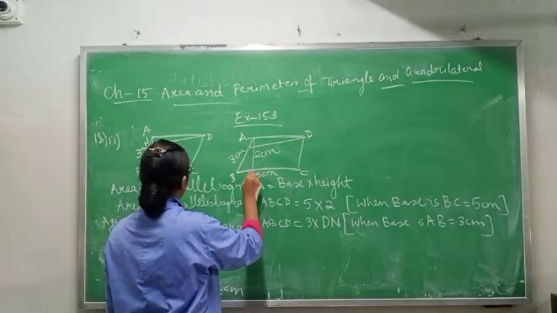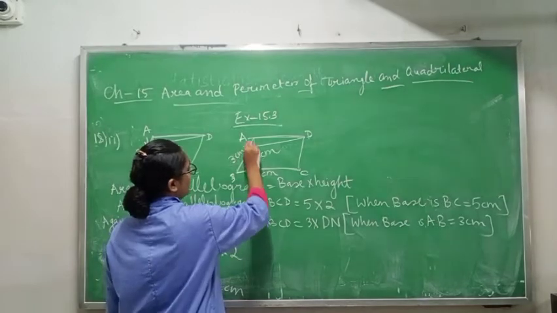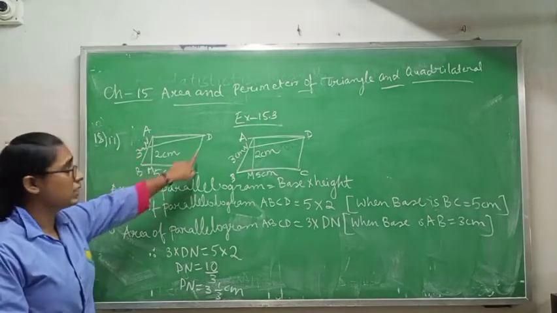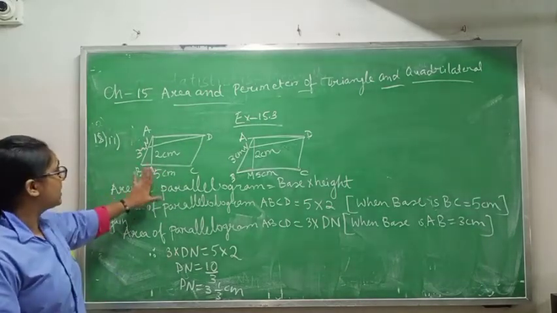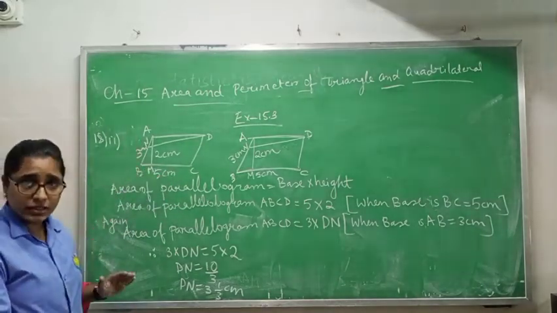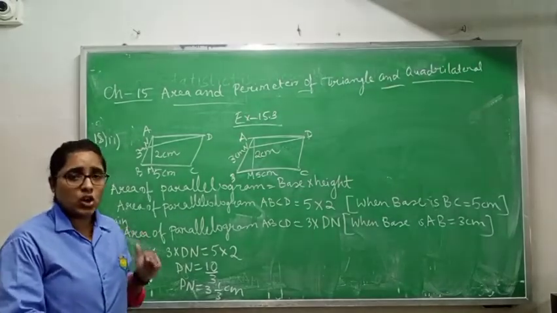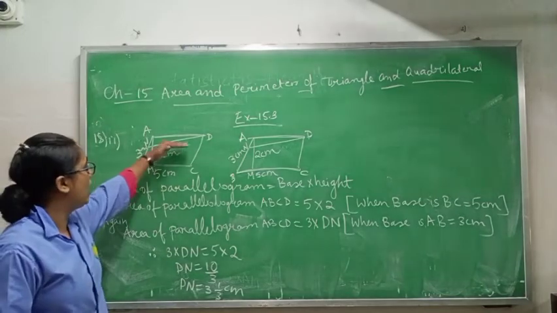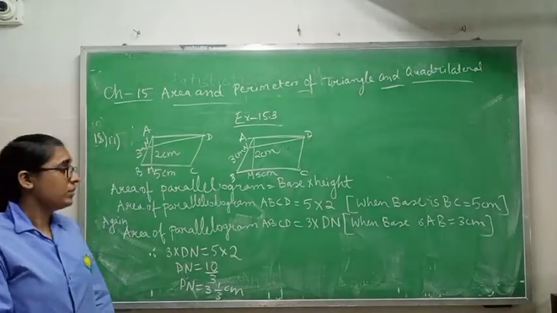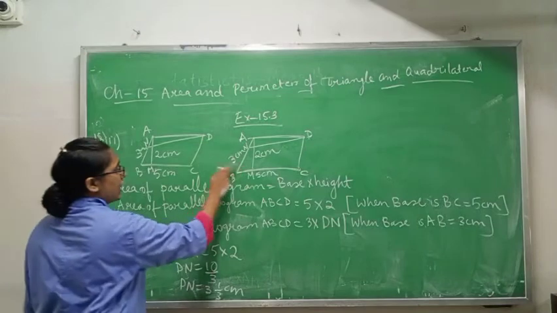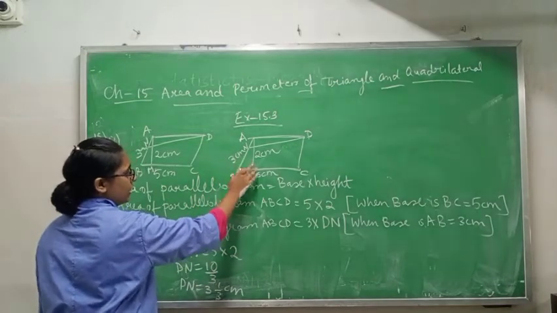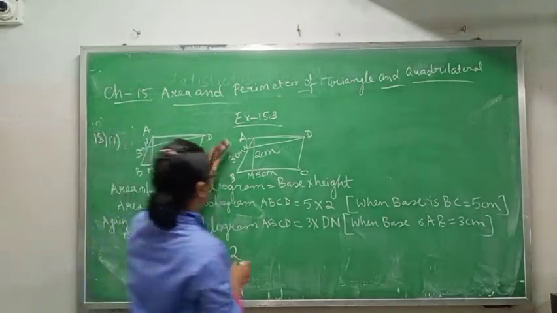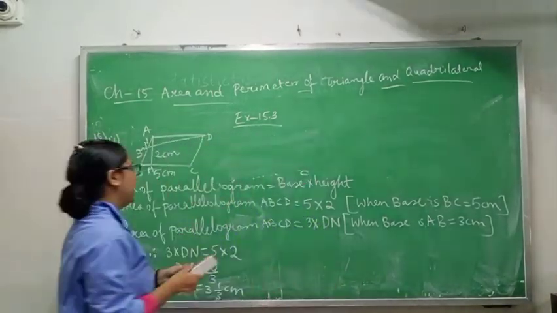So I am giving this one the name M and this one N. Understood? ABCD is a parallelogram, adjacent sides are 5 cm and 3 cm, and the distance between the longer sides is 2 cm. We have to find the distance between the shorter sides. Now both diagrams are the same. This one I made to explain to you, and this one is the original diagram. So you can rub this one. You have to make only one diagram.